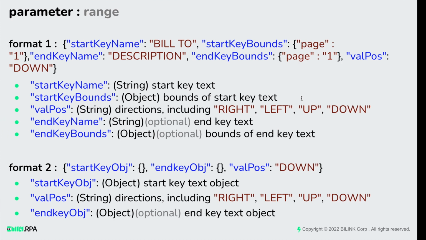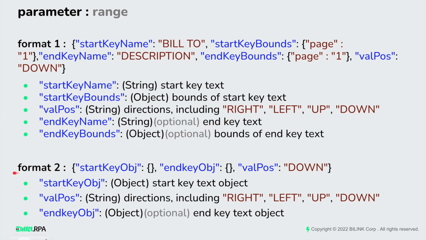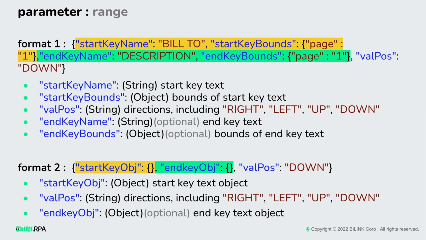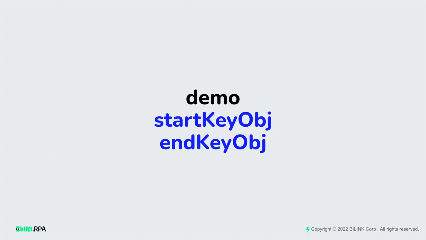In format 2, we use startKeyObj and endKeyObj instead. StartKeyObj and endKeyObj represent the start key text object and end key text object. We can directly use startKeyObj and endKeyObj instead of startKeyName, startKeyBounds, endKeyName, endKeyBounds in format 1. Next, I'll demonstrate using keyObj instead of key name and key bounds.